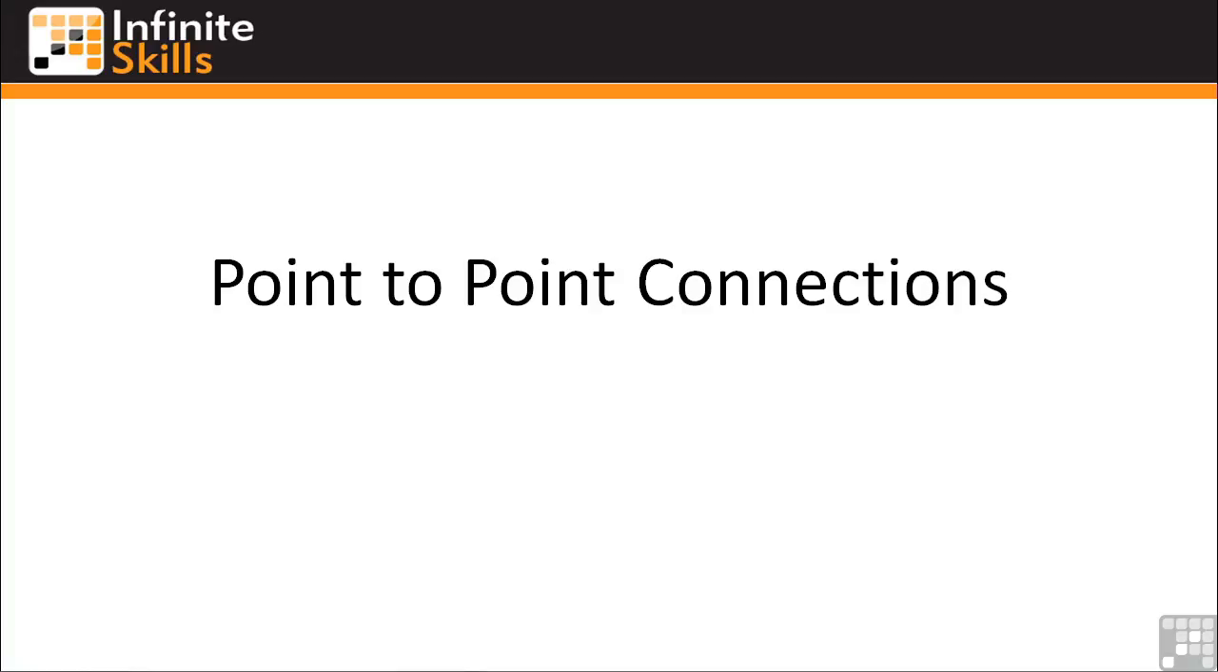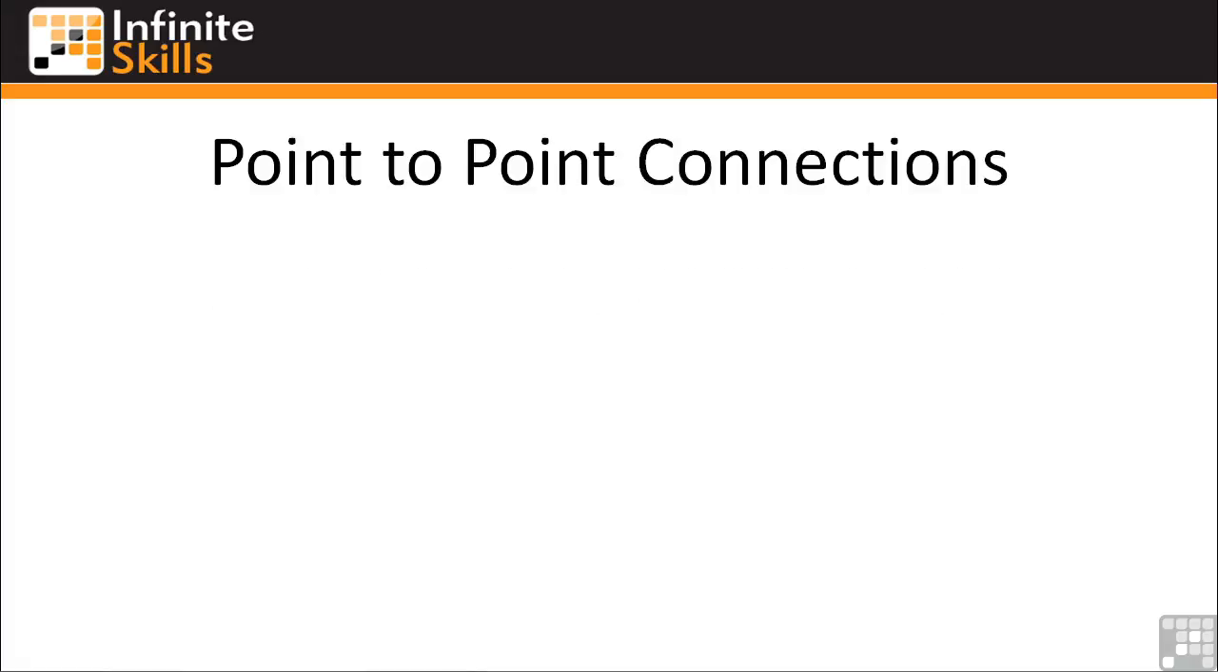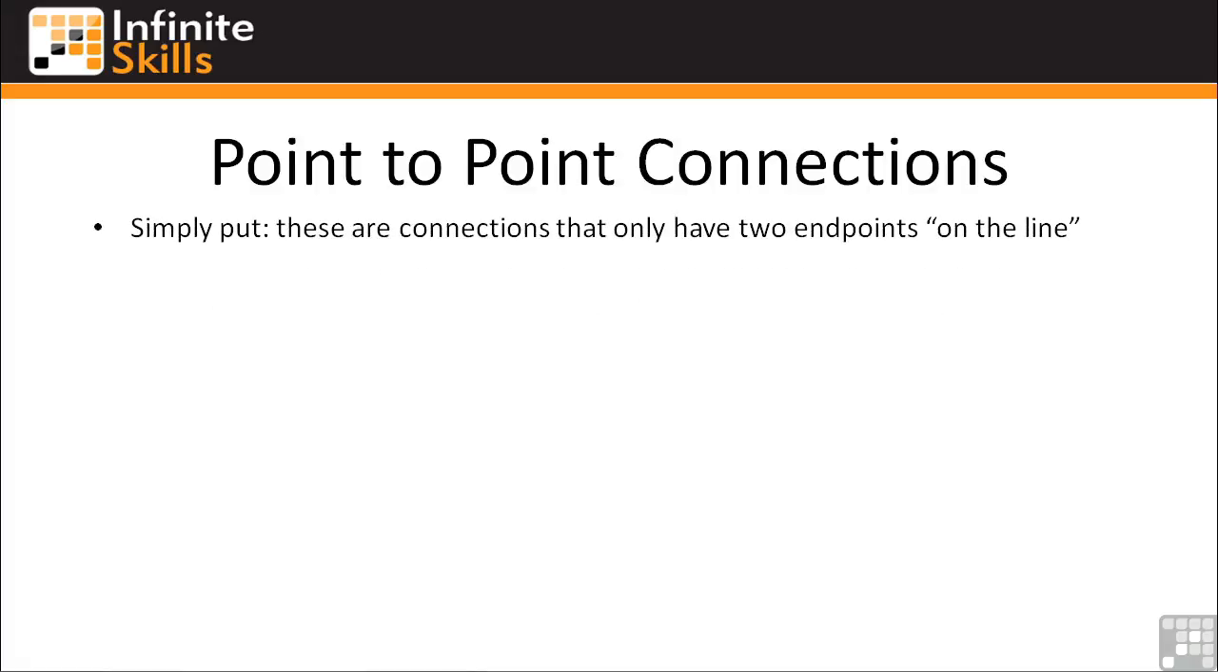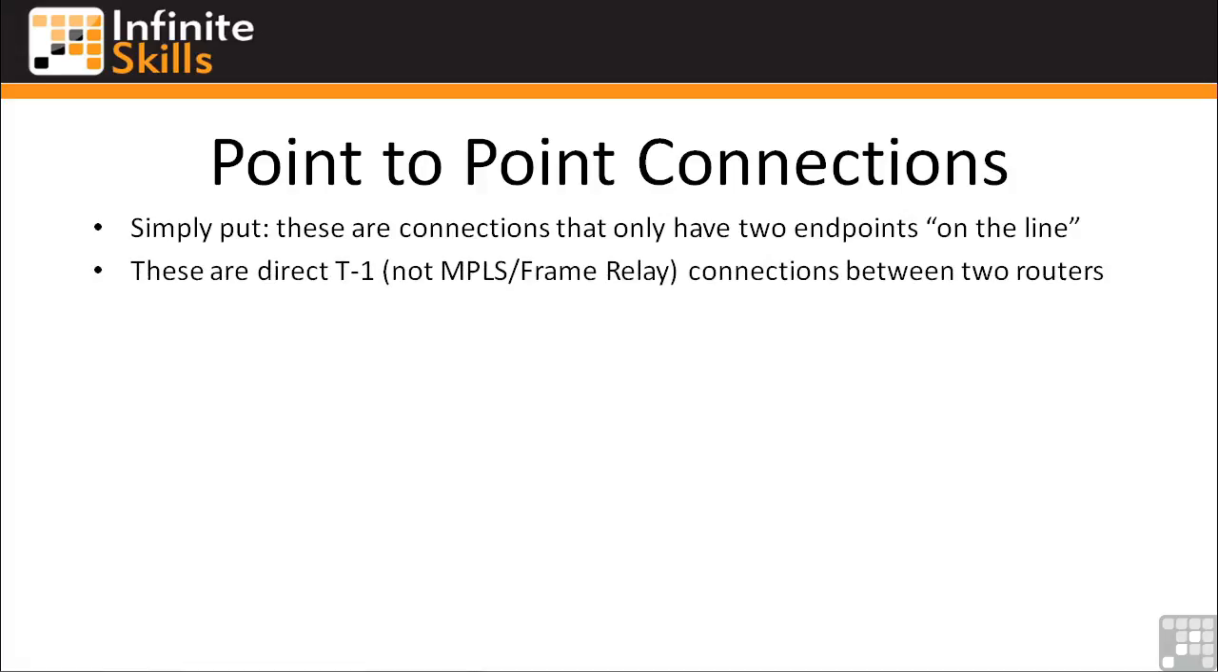So we're moving along with our discussion of WAN connections, and we're going to talk about point-to-point connections. And quite simply, point-to-point connections are connections that only have two endpoints, hence the name point-to-point. I just have a habit for overstating the obvious. More specifically, these are direct T1, not MPLS or frame relay connections between two routers, meaning that you have a dedicated T1 connection from one end of the circuit to the other, and there's only two devices that could ever be on that point-to-point connection.